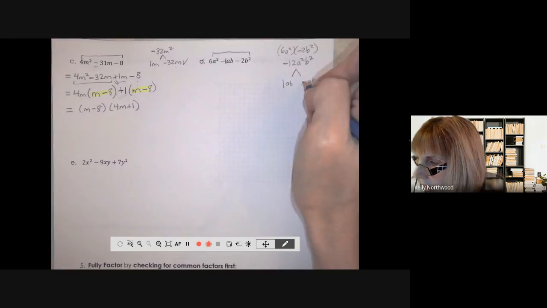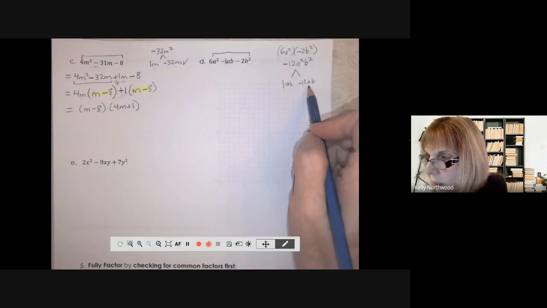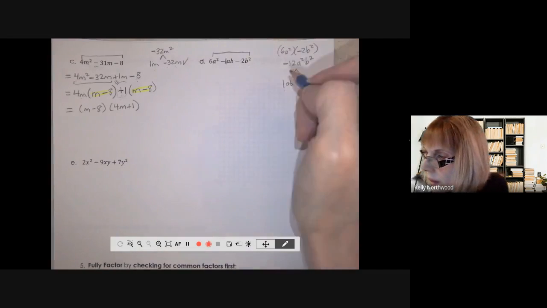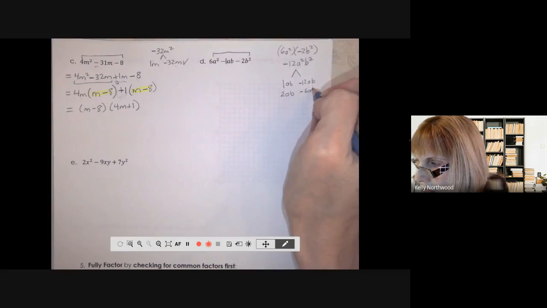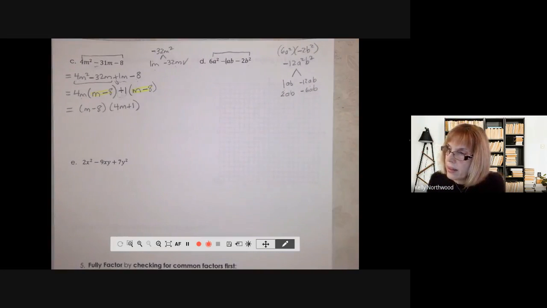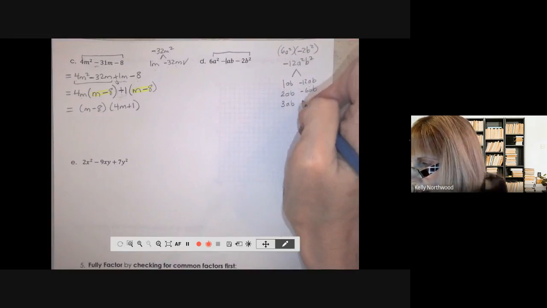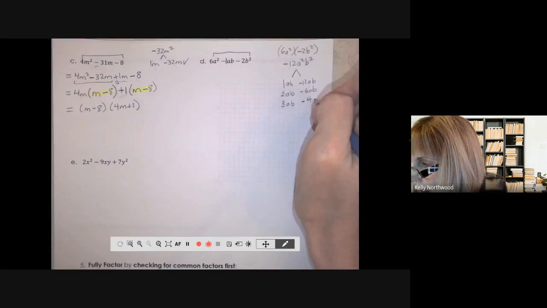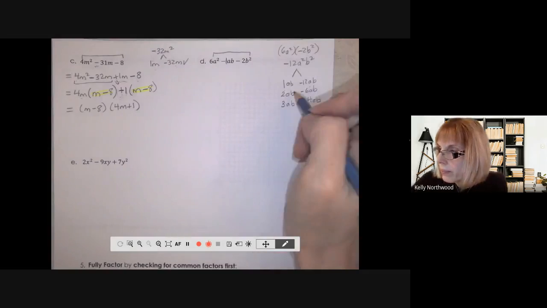So 1 and negative 12. So 1ab plus negative 12ab would be negative 11ab. So that's not your pair. 2ab and negative 6ab add up to negative 4ab. So that's not your pair. 3ab and negative 4ab do add up to negative 1ab. So that's your pair.